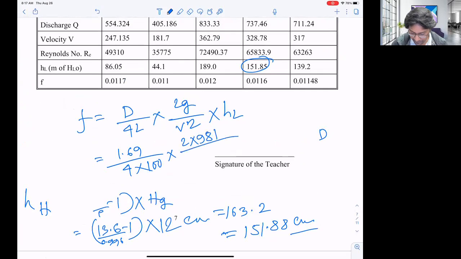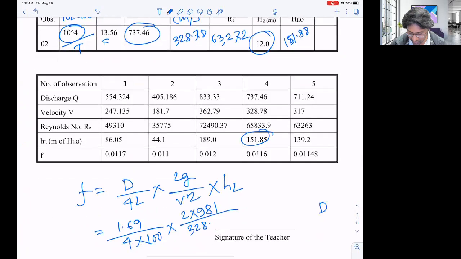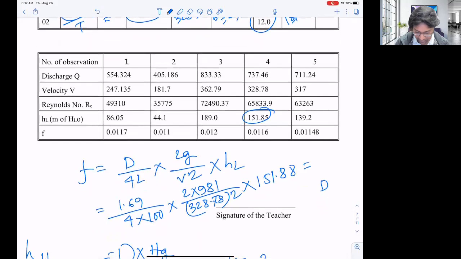We have the velocity 328.78, and you have to square it, and we have the head loss 151.88. Let me check the value of the friction factor. We have this 151, that one, into 2 into 981, divided by 328.78 square, and into 1.69 divided by 400.